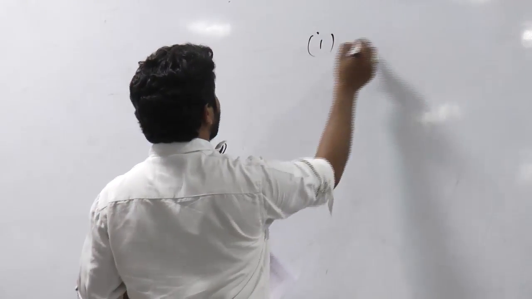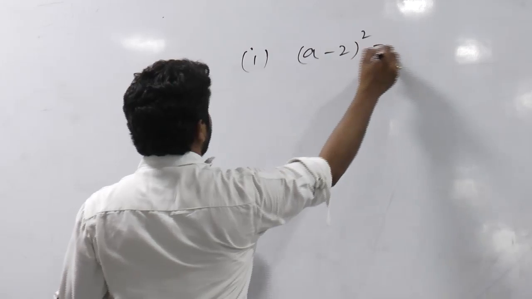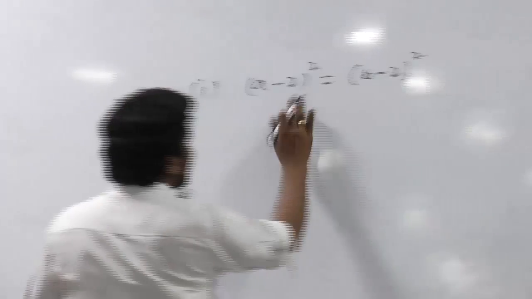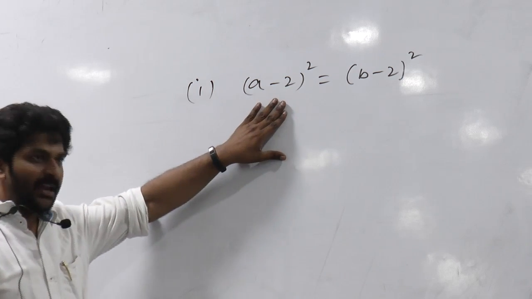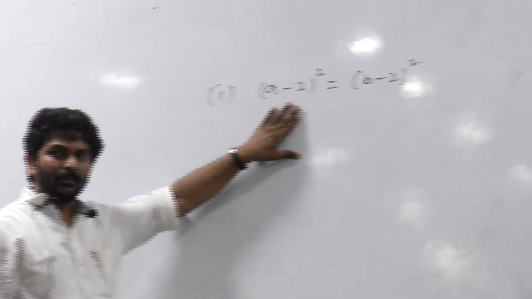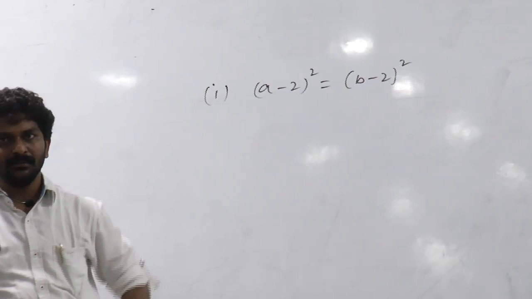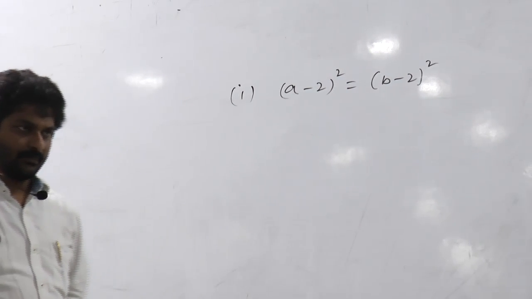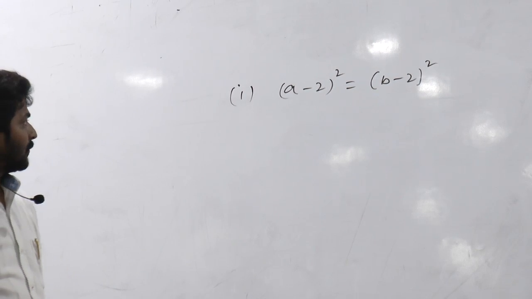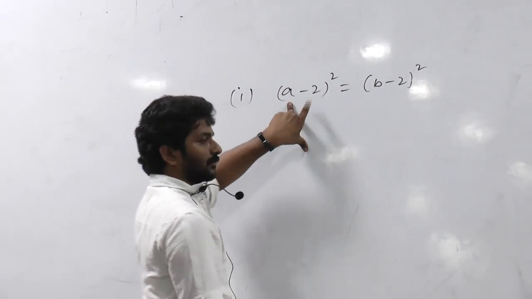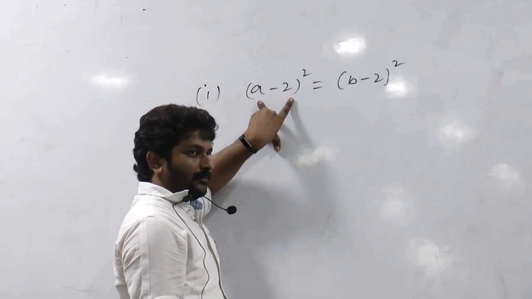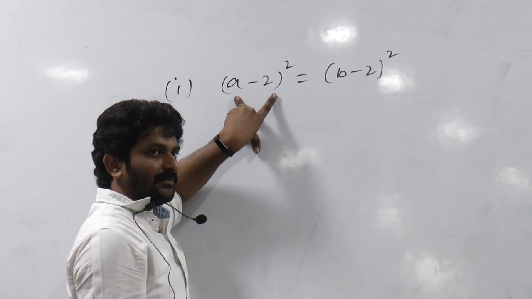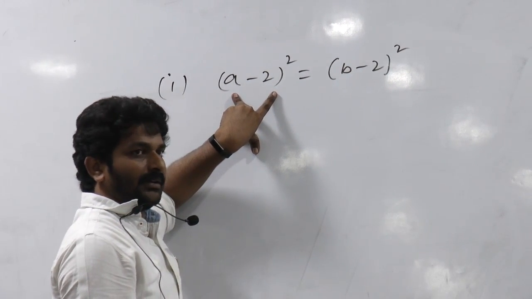A minus 2 whole square is equal to B minus 2 whole square. From this, will you get your answer? Yes or no? Is A equal to B? No. Can you tell me one example? A equal to 4, B equal to 0. Will you get your answer from this? No. You will not get it.